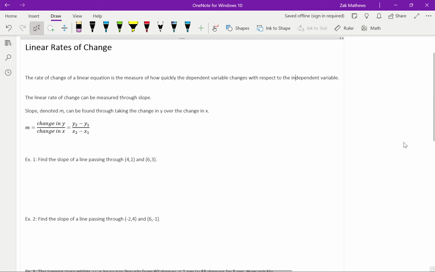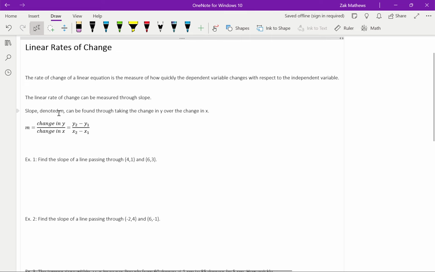In this video, we're going to take a look at linear rates of change. The rate of change of a linear equation is a measure of how quickly the dependent variable changes with respect to the independent variable. We measure this rate of change a lot of times through something called a slope. So that is what we're really going to take a look at today. How do we measure this slope?